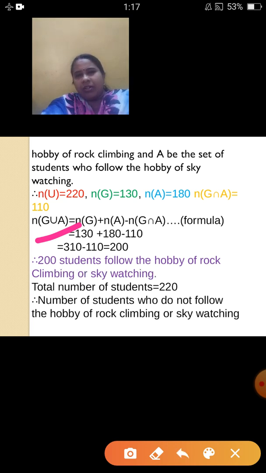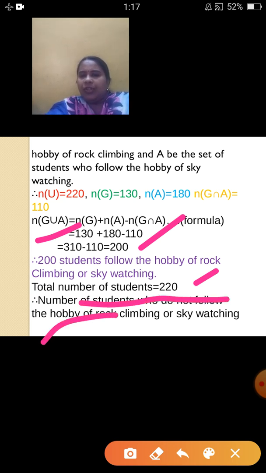This is the first part understood to you. When I find union, it is always or. Total number of students were how many? There were 220. So out of 220, there are 200 students who have the hobby of rock climbing or sky watching. So where are those 20 students? Those 20 students do not have either of these hobbies. That was the first part of the question that was asked: number of students who do not follow this hobby.